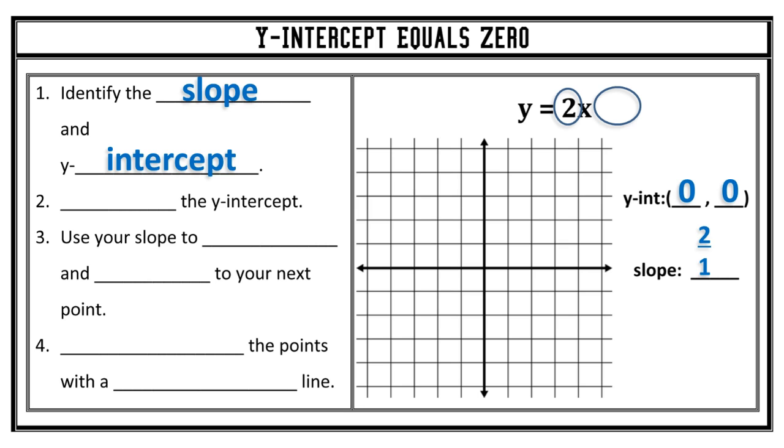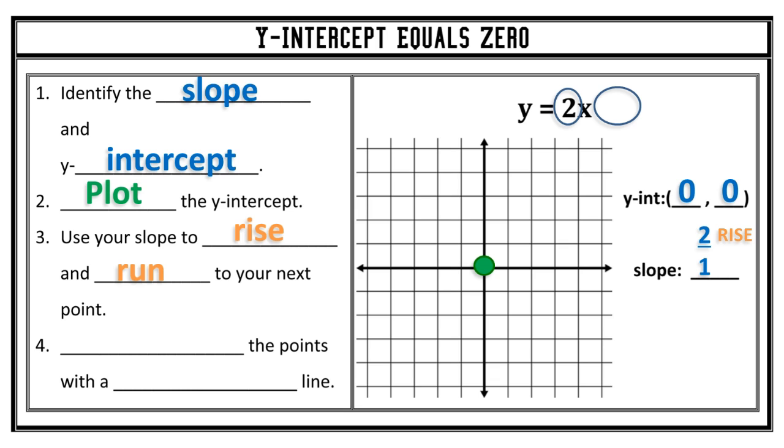So this graph passes through the y-axis at the origin, or right at the middle where the x and y axes meet. So I'm going to start by plotting the y-intercept. My y-intercept is my origin, so it's dead center. Use the slope to rise and run to your next point. My slope is 2 over 1, so I'm going to rise 2.